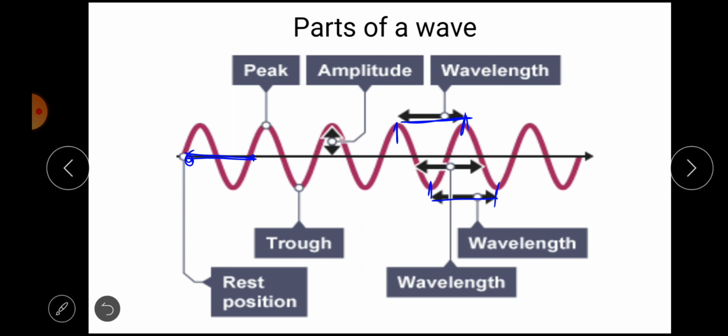How many waves do we have here? We have one wave, then 2, 3, 4, 5, 6. So we have 6 waves here. That is why, if we were drawing wavelengths, we could have 6 wavelengths: 1, 2, 3, 4, 5, 6.